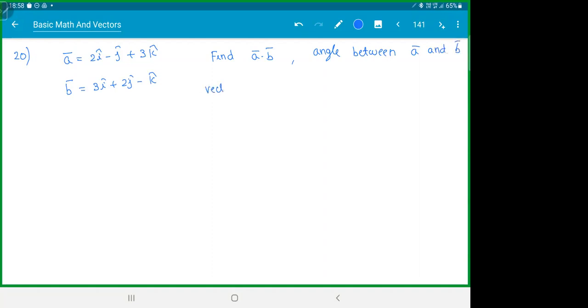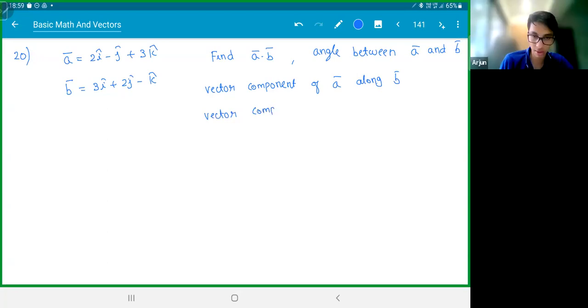Find the vector component of A bar along B bar. Vector component of B bar along A bar. A bar into B bar, that we can leave in I cap, J cap.